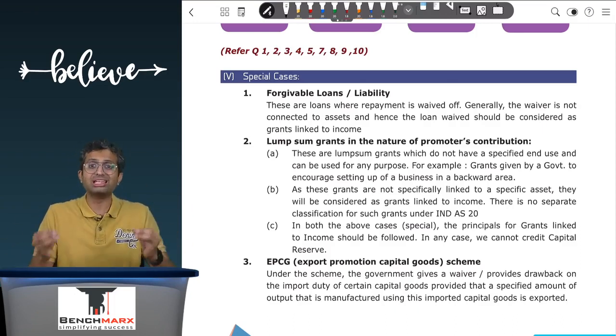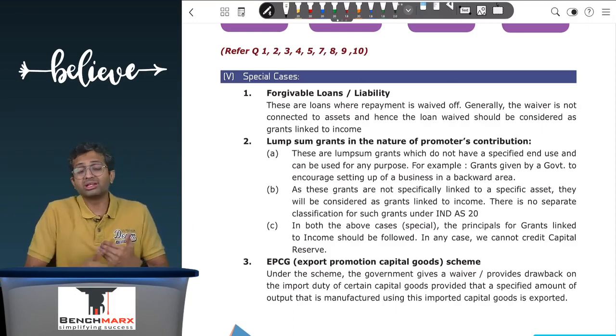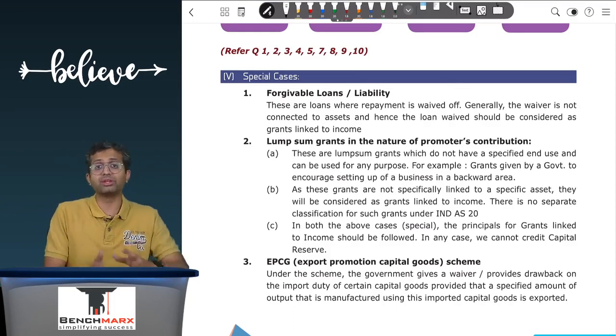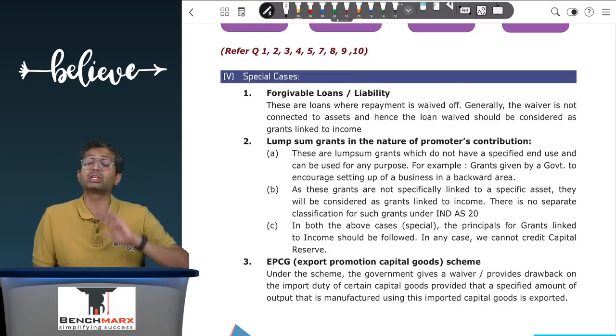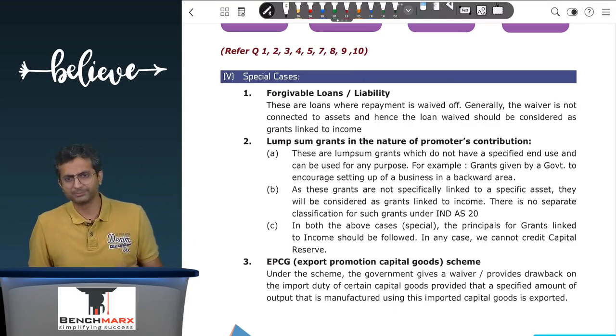If it is not linked to the acquisition of a particular asset, then we treat it as a grant linked to income, and hence if it is unconditional, you can take it to the P&L immediately, or if it is subject to satisfaction of certain future expenses or conditions, in which case you can put it into deferred grant and then defer it. The same principles apply.